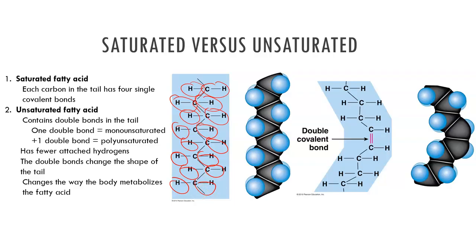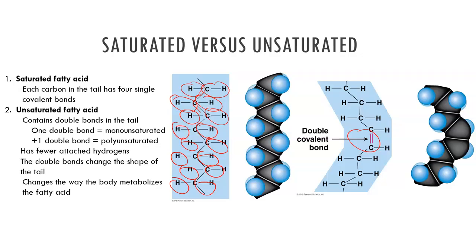Whereas unsaturated, you don't have as many hydrogens as you possibly could, because there ends up being a double bond between two of the carbons in the carbon backbone. So we don't have all of the hydrogens that we could possibly have. So it's not saturated. That's what we refer to as unsaturated fat.